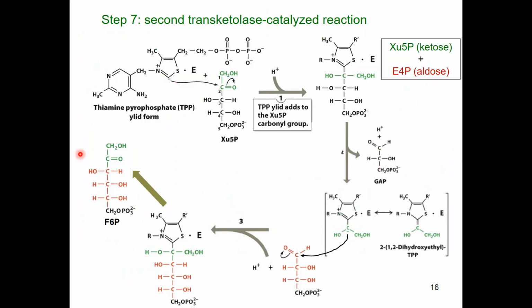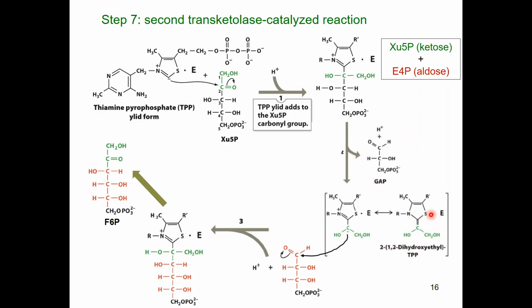of the pathway. The same ylide of TPP attacks now the keto group of xylulose 5-phosphate, the remaining one. Remember, we converted 3 molecules of ribulose 5-phosphate into 2 xylulose 5-phosphate molecules and 1 ribose 5-phosphate molecule. We used one of the 2 xylulose 5-phosphate molecules, and this is the remaining one. So again, the same intermediate is formed. Polarization of the bond between carbonyl carbon and alpha carbon helps to cleave the bond and release glyceraldehyde 3-phosphate.